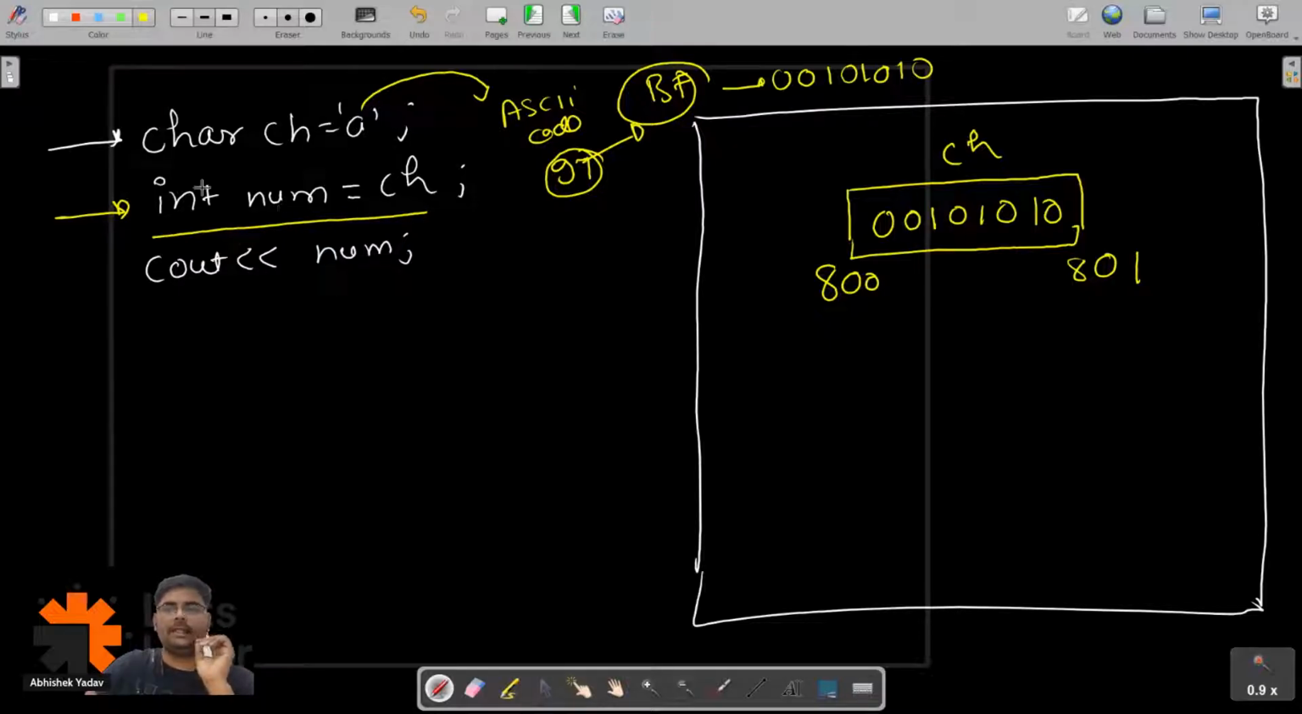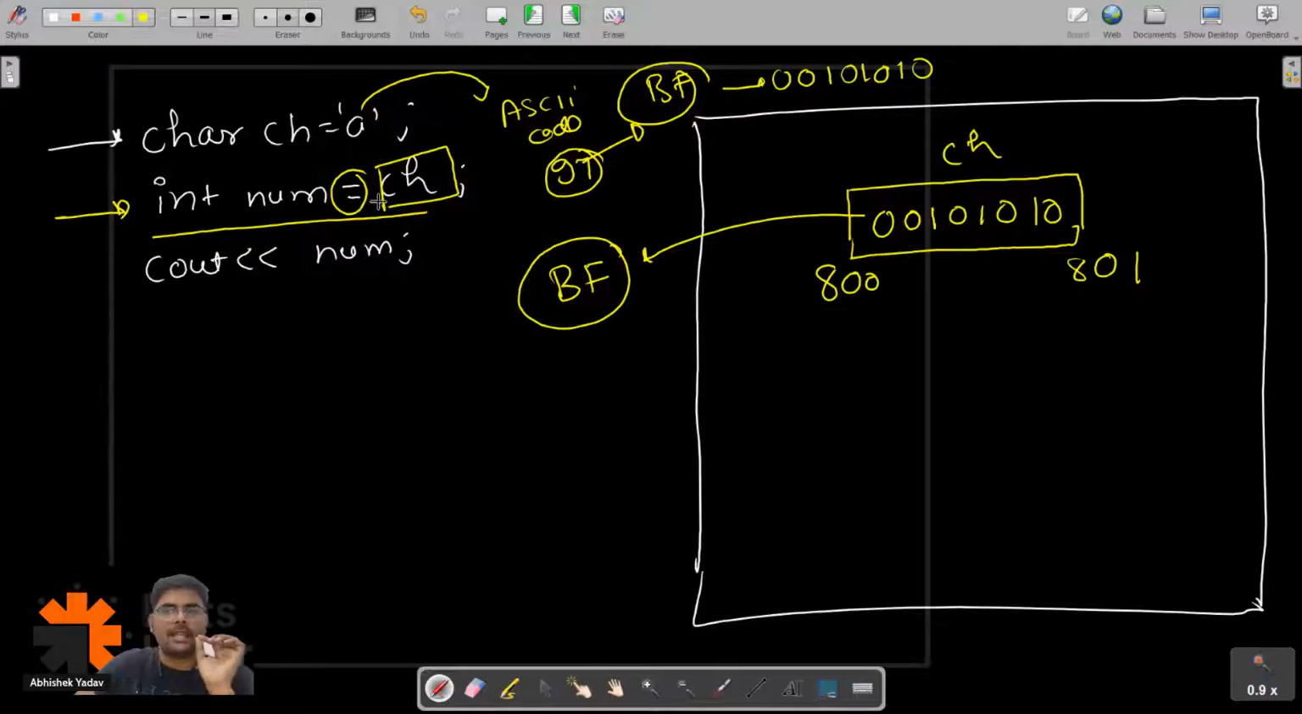For the next line, we are saying int num is equal to ch, right? So again, what are we having? We are having the assignment operator. Assignment operator means, guys, the right hand side part will get executed first. So here I am having the data of the right hand side part, and this data is in binary format. So I will take this binary format data, and after that I'm not doing anything with it. I am having the assignment operator, and now I will execute the left hand side part. In the left hand side part, I am declaring a variable of integer type.